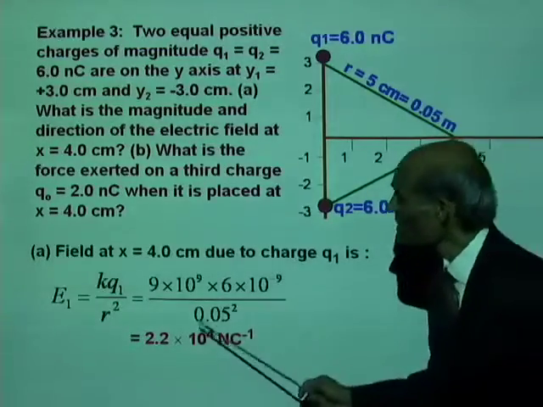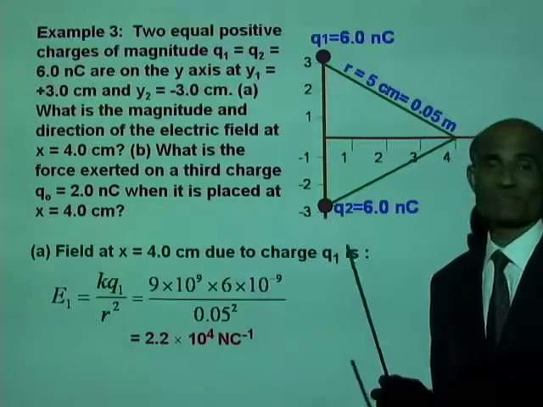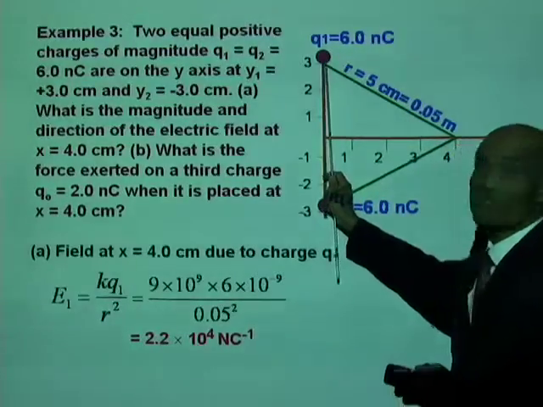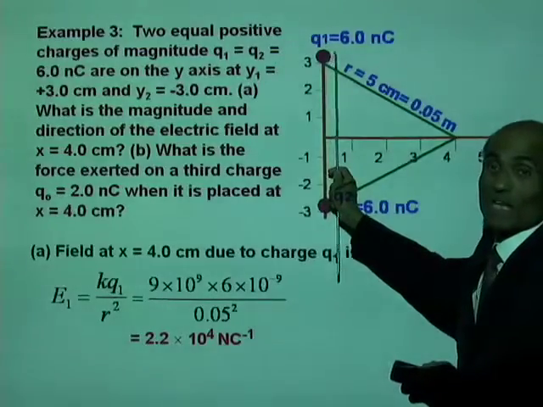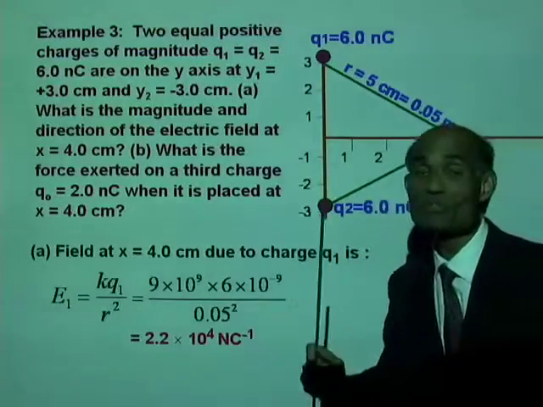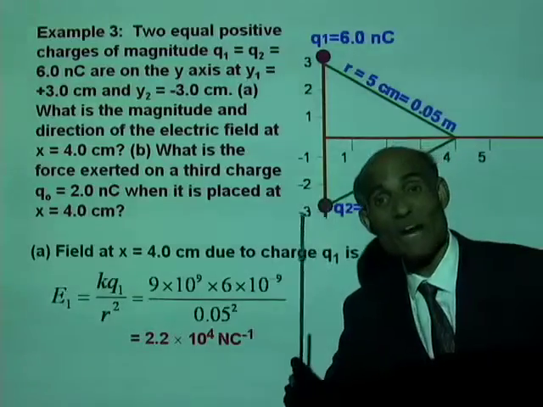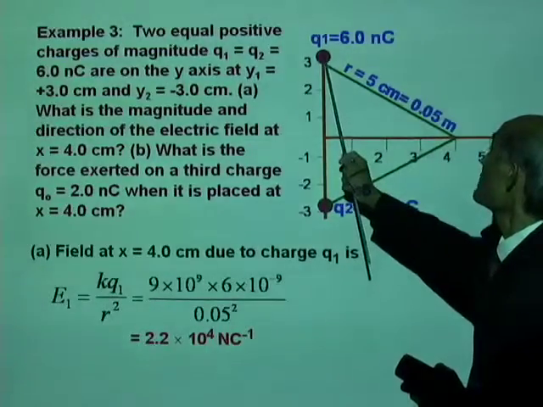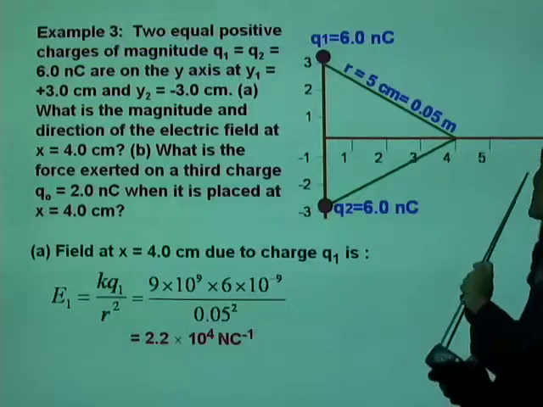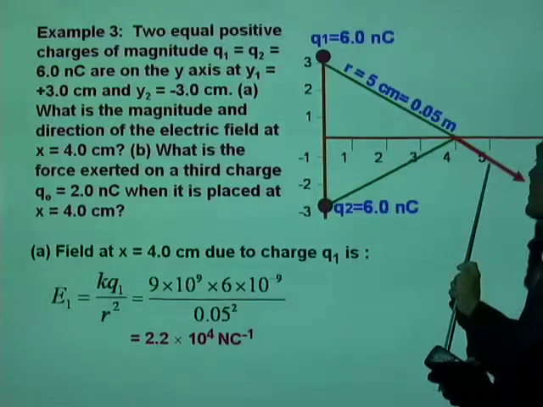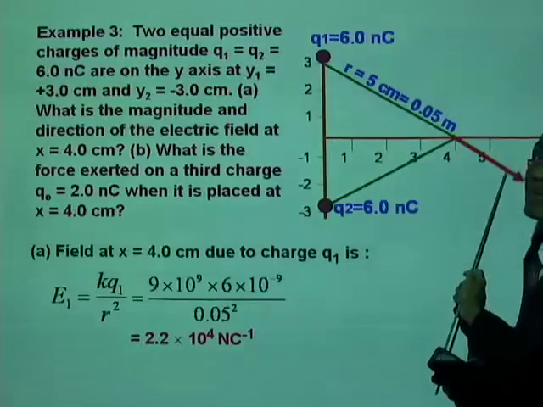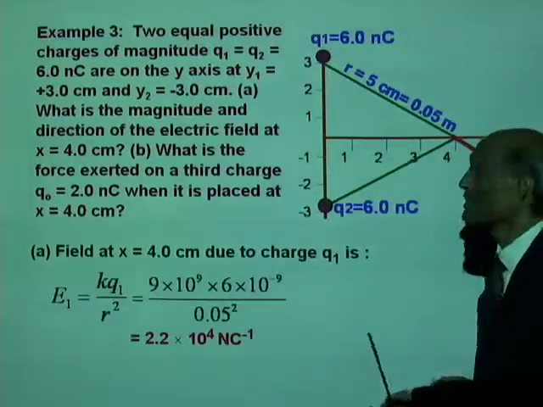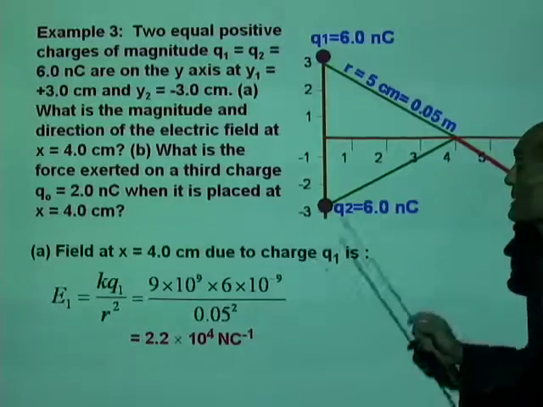Now tell me, what is the direction of that electric field? The direction of the electric field, this is a positive charge. You see, the electric field due to a positive charge will be directed away from it. So the electric field here, due to that positive charge, will be directed away from it. There you are. This will be E1, which is 2.2 times 10 to the 4 Newton per coulomb.